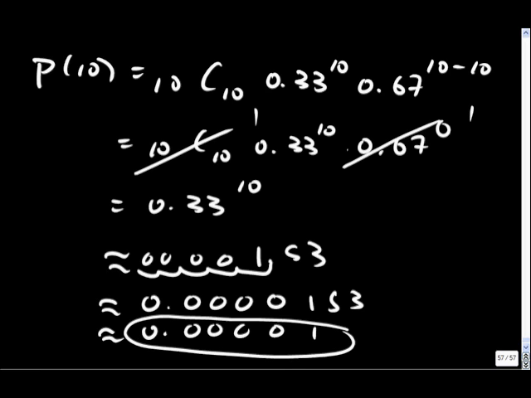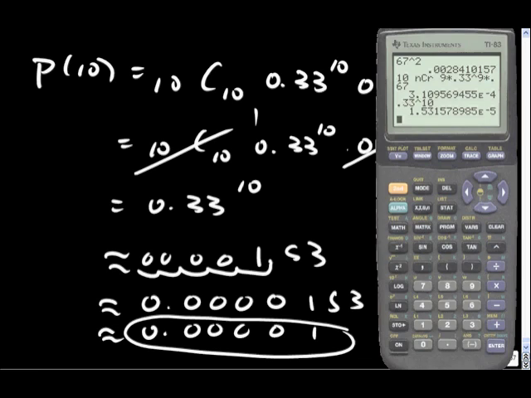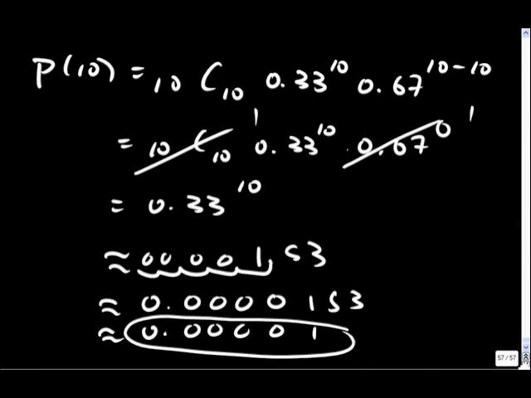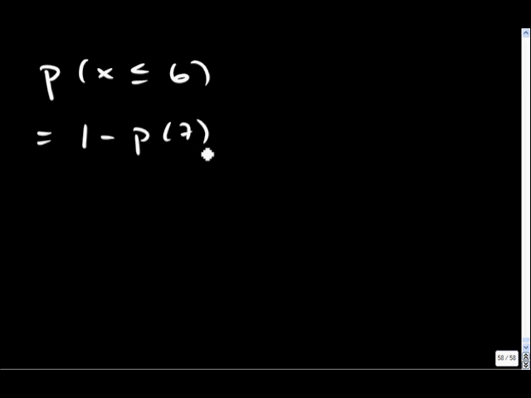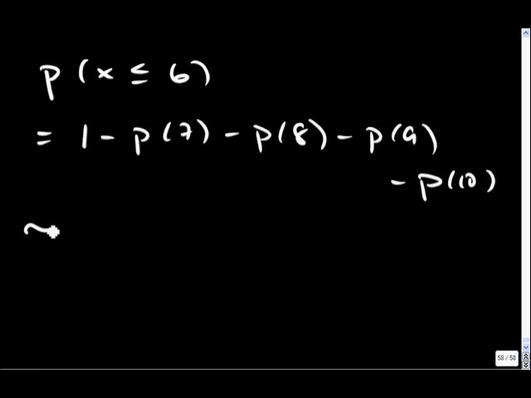So we're going to have to use our complement rule. If you recall, what we're trying to do is determine the probability of selecting no more than 6 ethnic minorities, and that's done by using our complement rule: 1 minus P of 7, minus P of 8, minus P of 9, minus P of 10. Let's see what this answer is approximately.